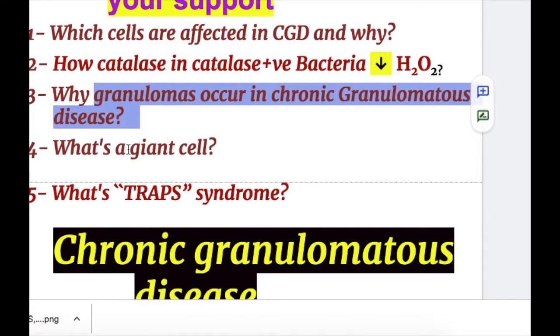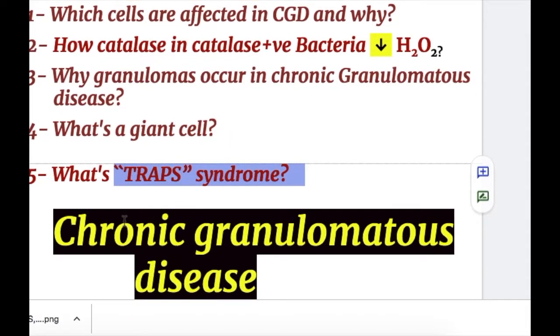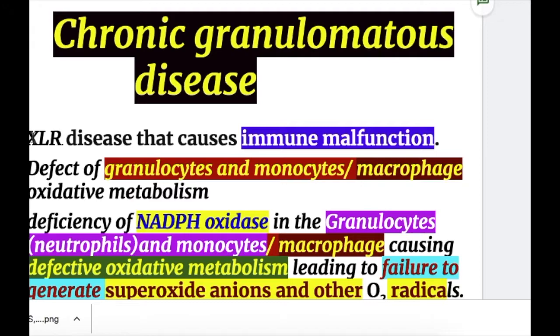Number 4. What's a giant cell? And number 5. What's a TRAPS syndrome? Now, chronic granulomatous disease. Chronic granulomatous disease is an X-linked recessive disease that causes immune malfunction. There is a defect of granulocytes and monocyte macrophages, oxidative metabolism.